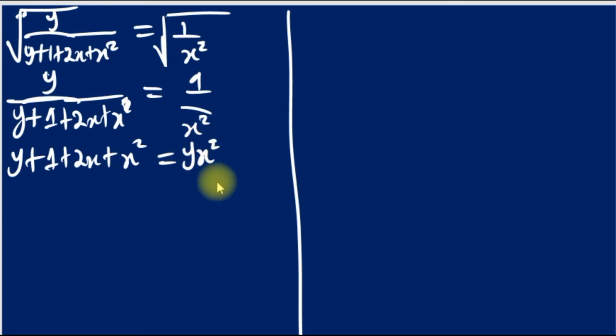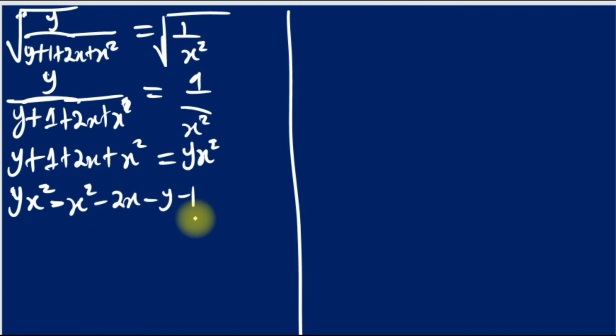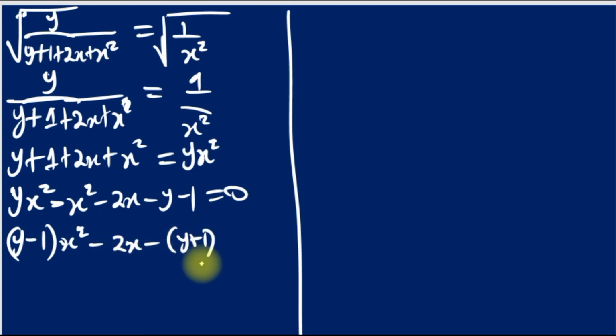Our main aim is to find x, that's the target. So we have x squared here, x squared here, so it goes over to be y. So this one remains here. We have yx squared. We move everything to the other side: minus x squared minus 2x minus y minus 1 equal to 0. So we factor, there is x squared, so we have (y minus 1)x squared minus 2x minus y plus 1. So this is now a quadratic equation.